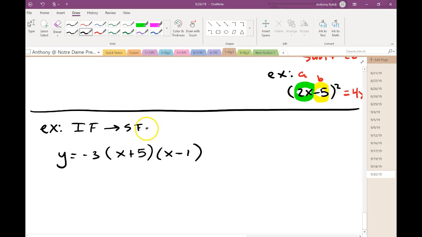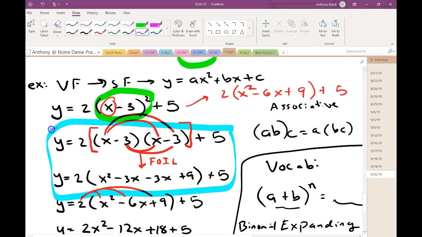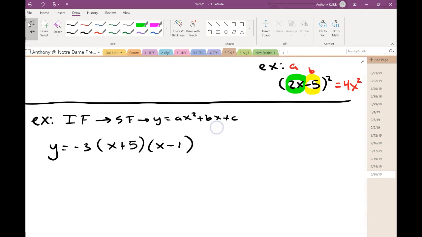Reminder again, what does standard form look like? Ax squared plus bx plus c. So basically here, all I'm going to do is multiply things out. This looks very much like the previous problem, right? If I look back to the previous problem, this basically just looks like this part of our previous problem, right? So what are we going to do here to get this into standard form?